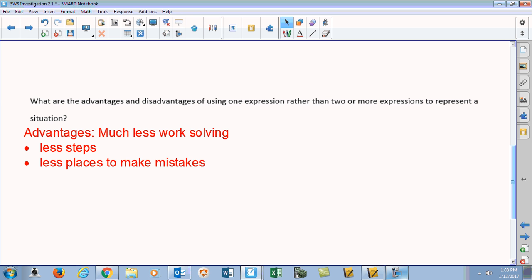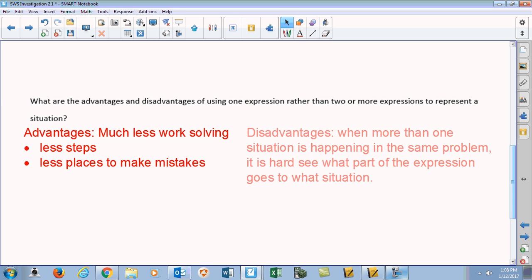Well, the advantages obviously are it's much less work. There's fewer steps. There's fewer places to make a mistake. It's a simpler process. When you're using multiple equations to try to solve one scenario, which is what you'll find out in 2.2, it can get a little crazy.